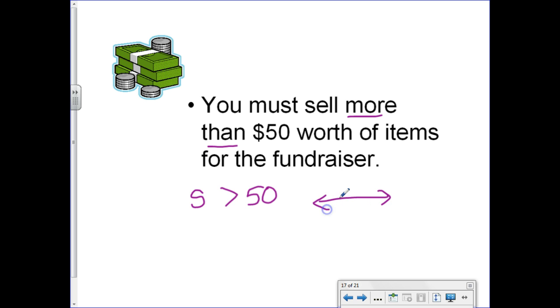Graphing this one, if it asks you to graph, find 50. This one, you'd have an open circle. Don't color it in. There's no equals part. It has to be greater than. Fill in your arrowhead.